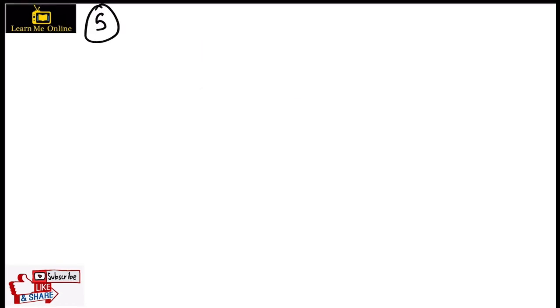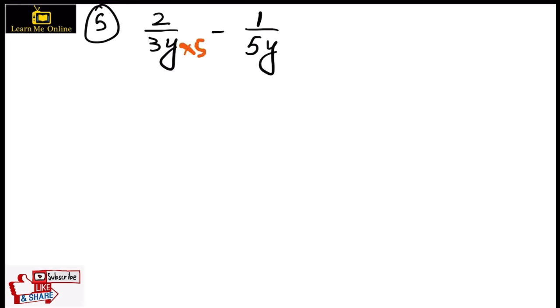With example number 5, we are having 2 over 3y minus 1 over 5y. Now it's not just numbers we are having in the denominator, but we are having a number and a variable in the denominator. The first thing to do is to make the denominator the same. So you times by 5 here and you times by 5 at the top. On the other side, you're going to times by 3 here and you're going to times by 3 here.